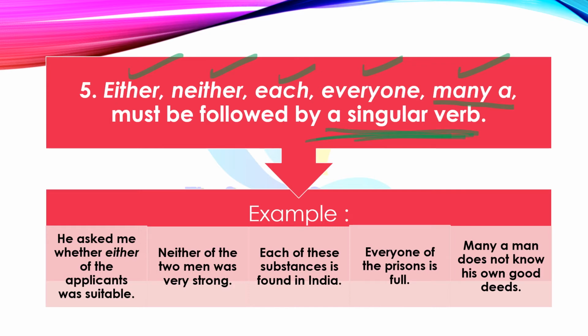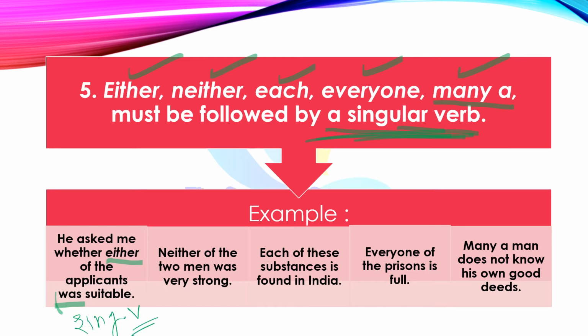So let us understand this through example. First example is this: he asked me whether either of the applicants was suitable. That particular person is asking me about maybe two applicants. But here, as we used either, we will have to follow the singular verb form. So that's why we went with was. It is the singular verb form.